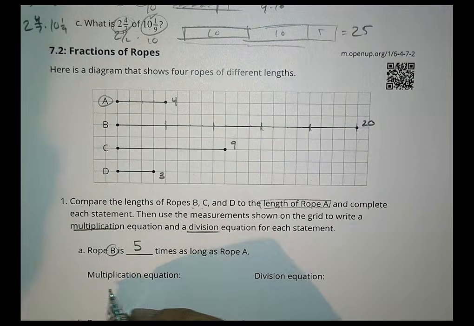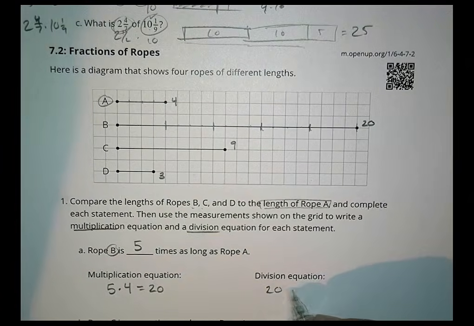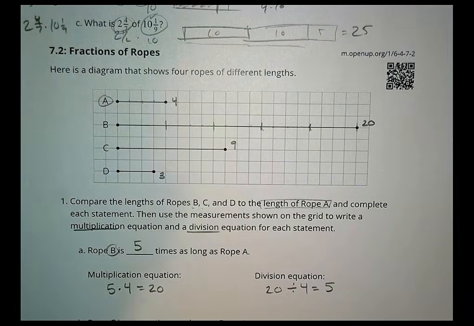As a multiplication equation, we could say that it is 5 times 4, which equals 20. As a division equation, we could say it's 20 divided into 4 length segments, which equals 5 groups of 4. Something along those lines, right? This is 5 groups of 4, and that's what we have.